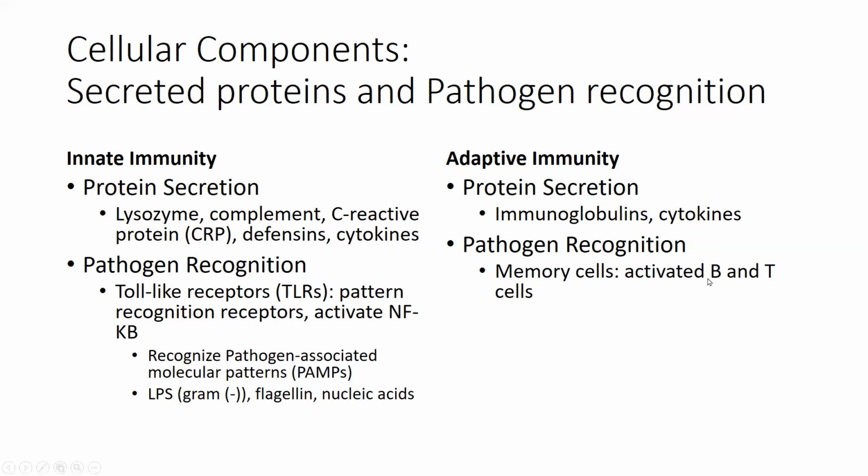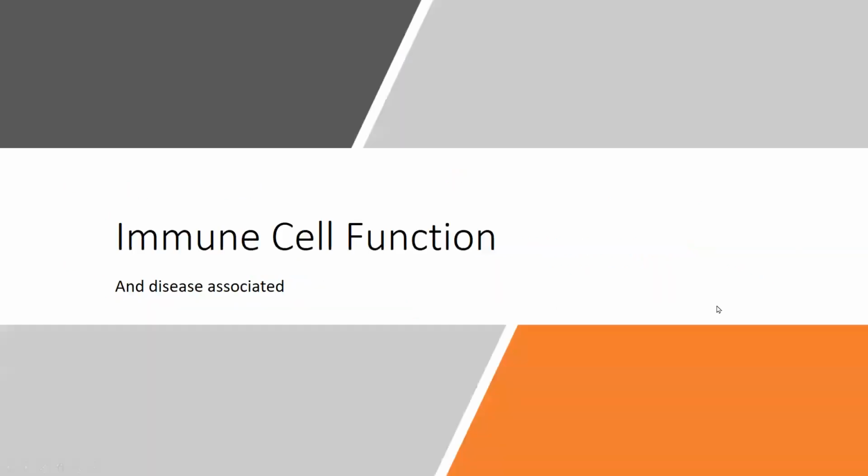Versus adaptive immunity, we get that specific memory, that specific recognition that this is a Staph aureus infection. And every time the body sees that again, it will have a specific binding ability once it's seen that infection once before. And we remember our memory cells, our B's and our T's.